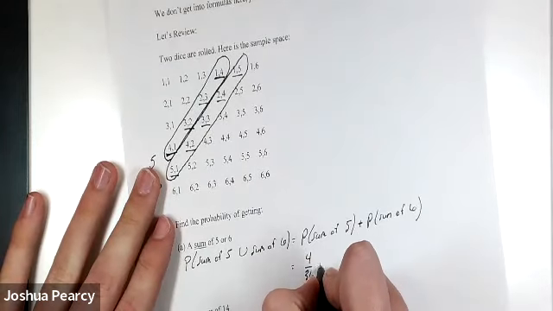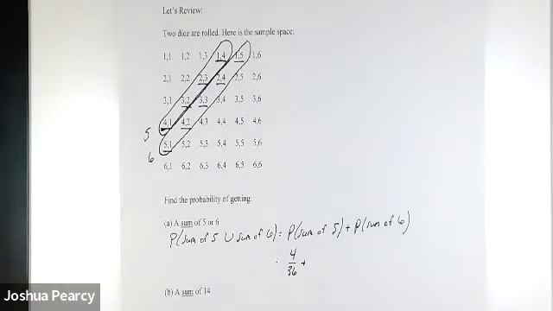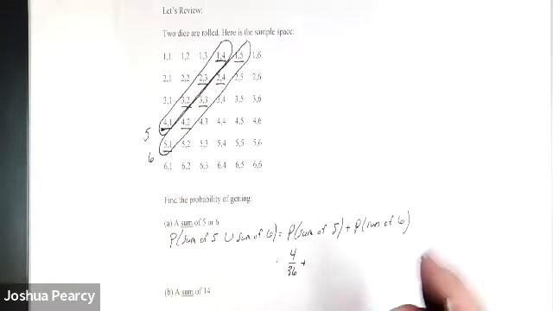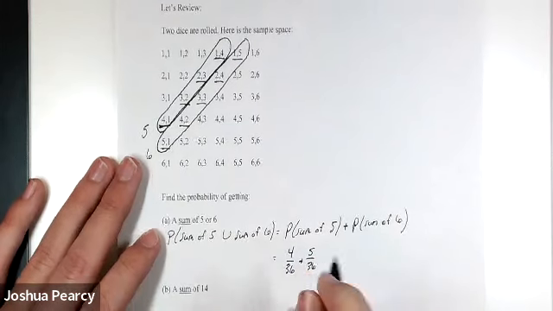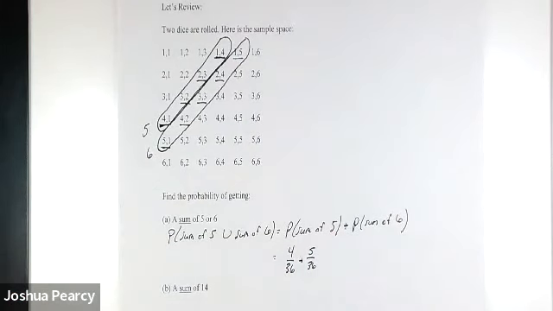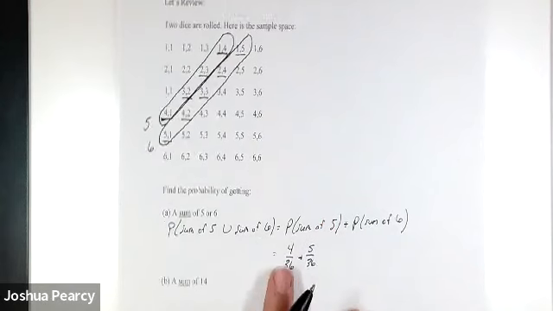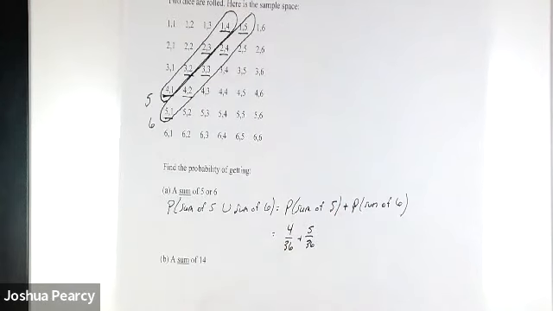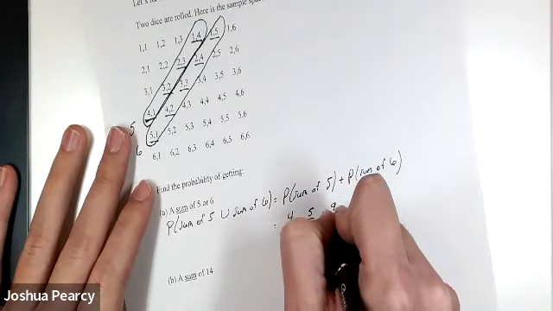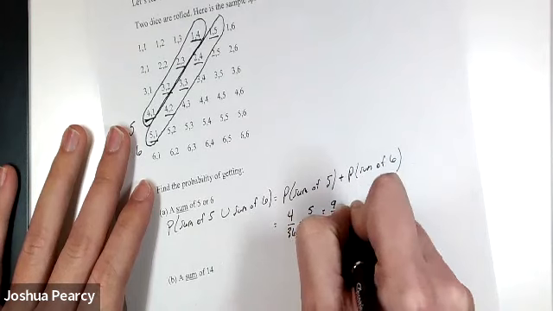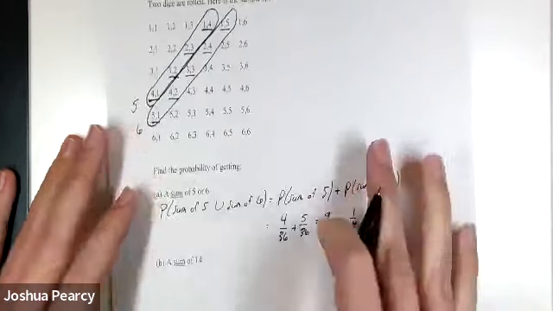Now, the next one. How many ways are there to get a sum of 6? 1, 2, 3, 4, 5. 5 out of the 36 possible outcomes. So what happens when I add those? What do you get? 9 over 36 or 1/4? Everyone okay with that?